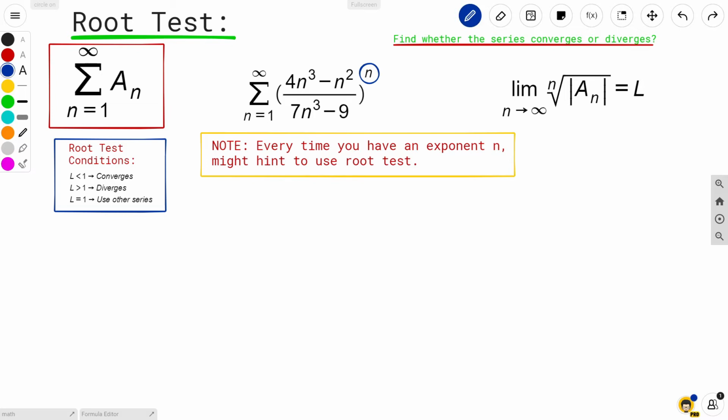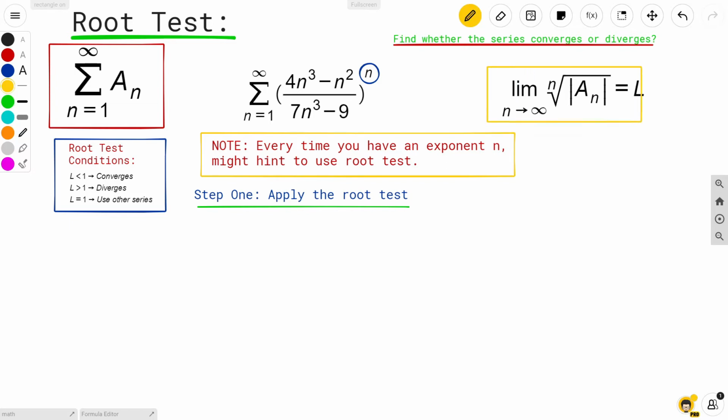So in step 1, we're going to apply the root test. I don't know why I keep saying ratio, but we're going to apply the root test since we recognize it from the n power. So what do we do for the root test? We have a formula: the limit as n goes to infinity of the nth root of a sub n is equal to L.